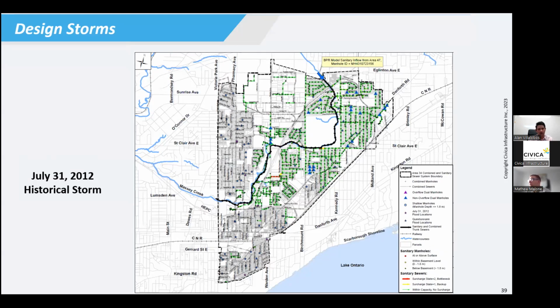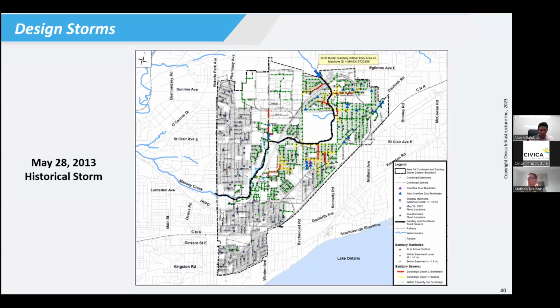Then we run also the July 31st, 2012 event. And you can see the system is performing very well. That means that the intensity of this particular storm in this particular area is not as intense as the previous one, the August 19 storm. And then we run a different scenario, the May 28, 2013. And again, very similar results to the August 19, but not as problematic, I would say, as the August 19.